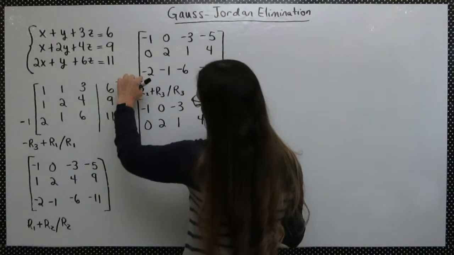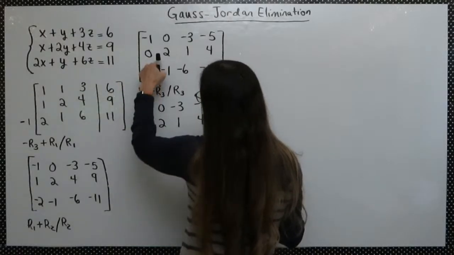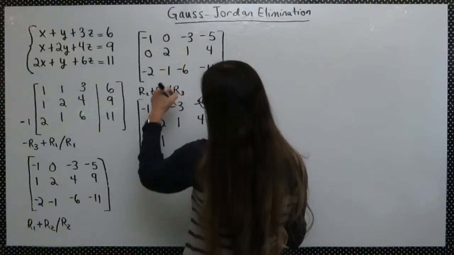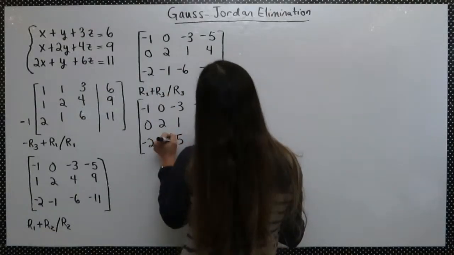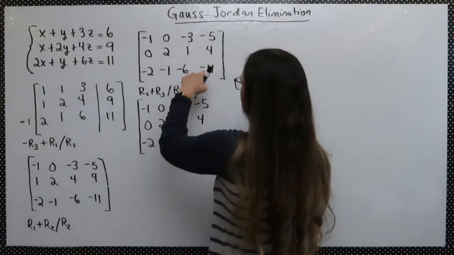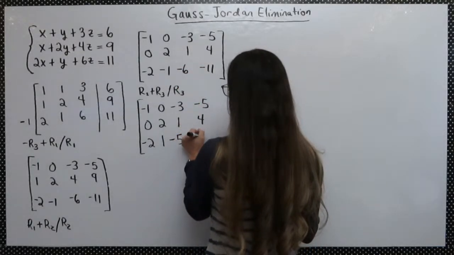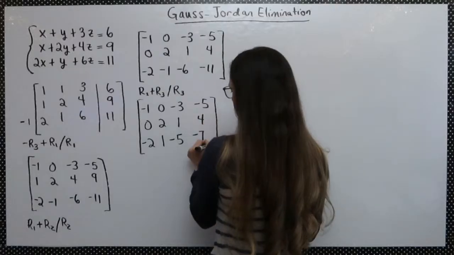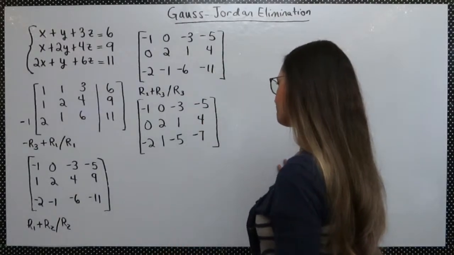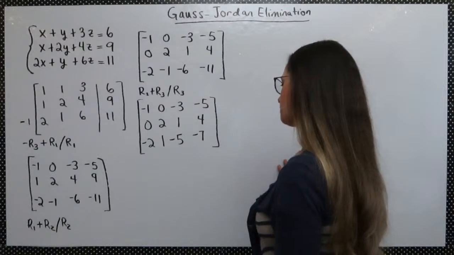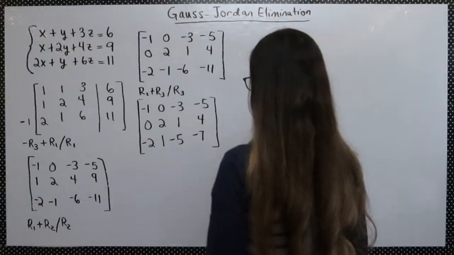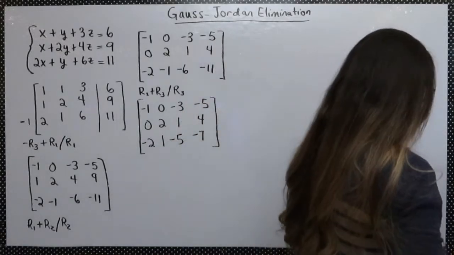So we have 0 plus negative 2 is negative 2. 2 minus 1 is 1. 1 minus 6 is negative 5. And 4 minus 11 is negative 7. See if that doesn't help. Okay. Just think about it for a minute again. We'll stop and pause.